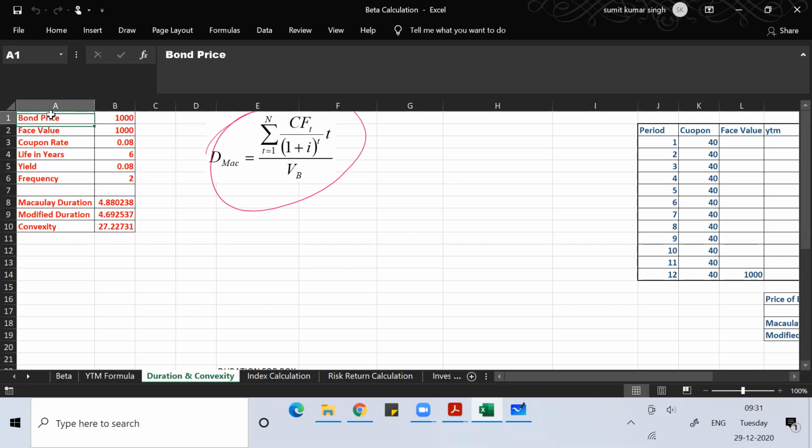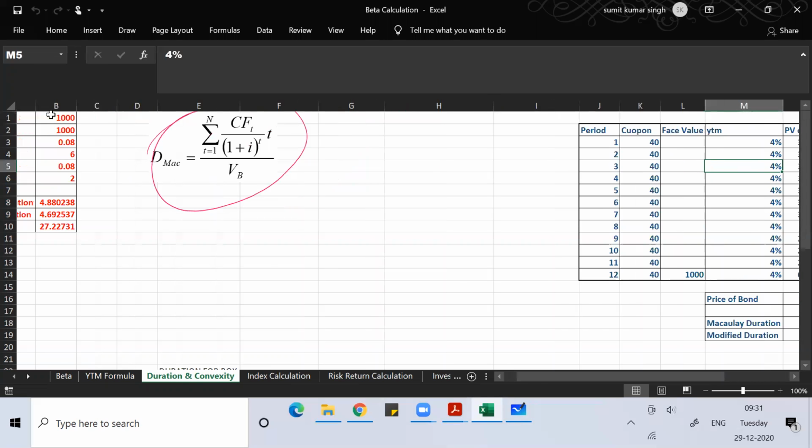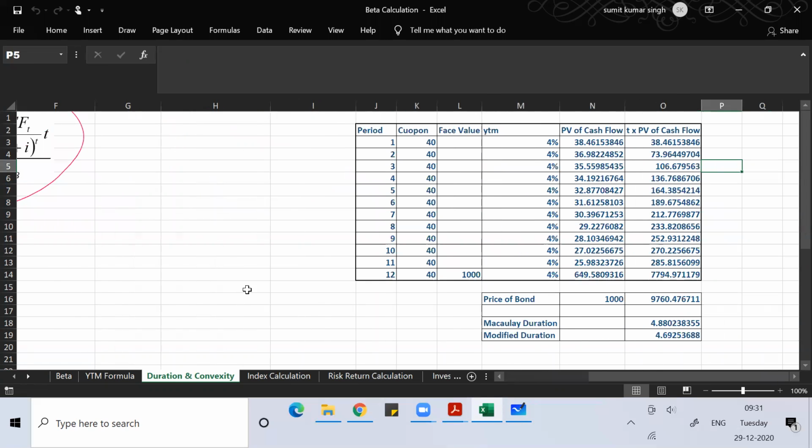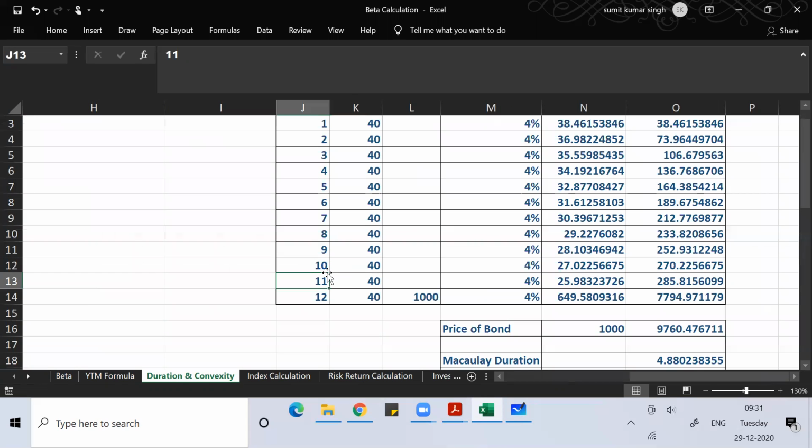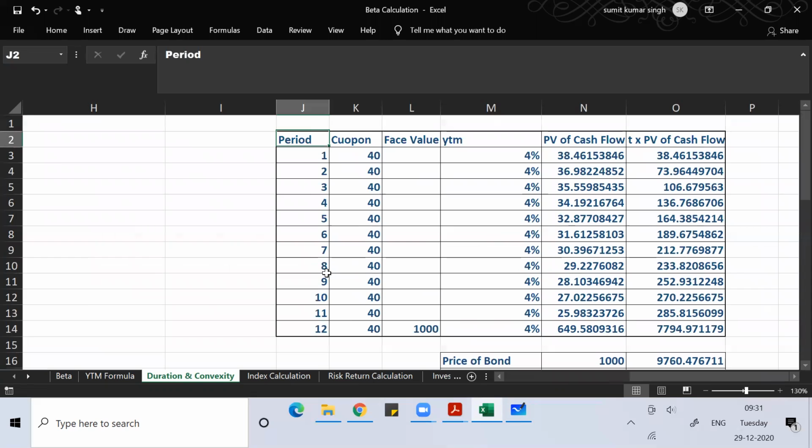So if the price and the face value of the bond are the same, then definitely the coupon rate and the YTM of the bond will be the same. Under this scenario, if I ask you to calculate the Macaulay and modified duration of the bond, this is the calculation we need to do, which you can see here. Here, the time period was 6 years.